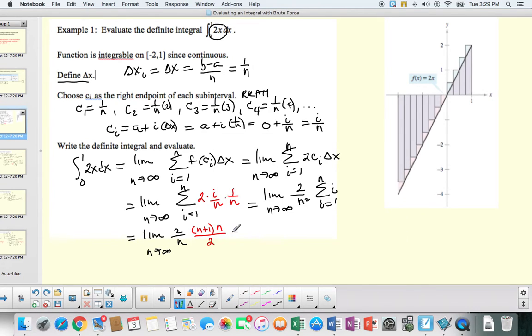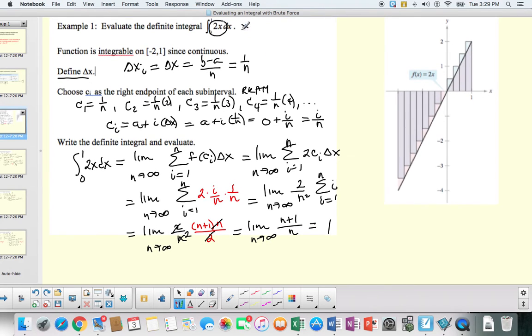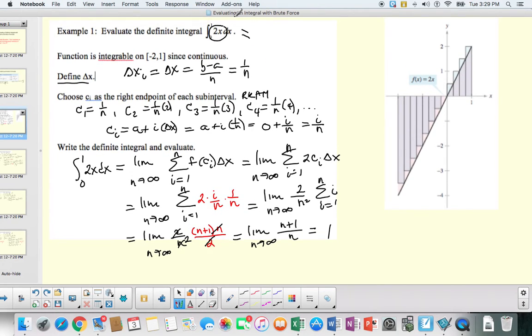I am now going to do some reducing, and I can see that this should have been a square here. So now this is going to be the limit as n approaches infinity of n plus 1 over n, and that answer will be 1. So I have found that the limit is equal to 1. In other words, the summation right here is going to be equal to 1.